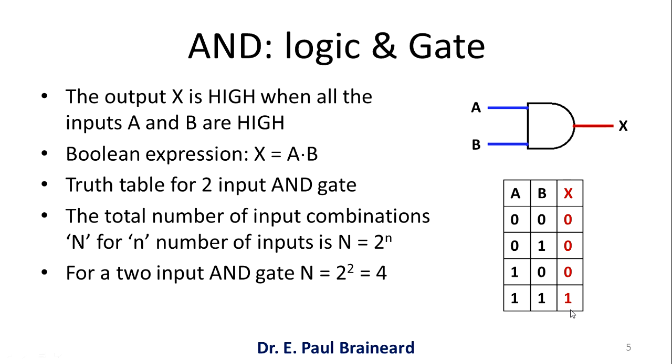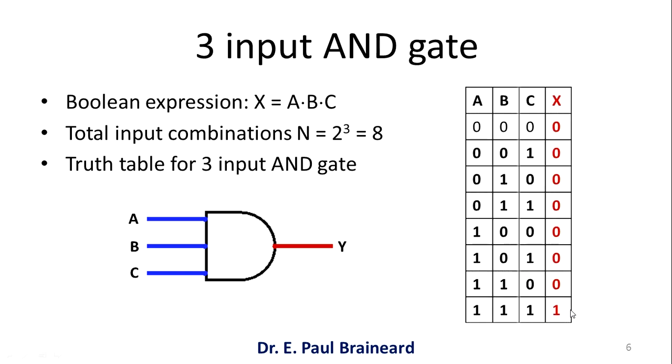Similarly, you can write the truth table for a 3 input AND gate. Here, the total number of input combinations is 2 to the power of 3, which is equal to 8. Again, the output of the AND gate is high only if all the inputs are at logic high. You can write the truth tables for a 4 input AND gate, 5 input AND gate, etc.